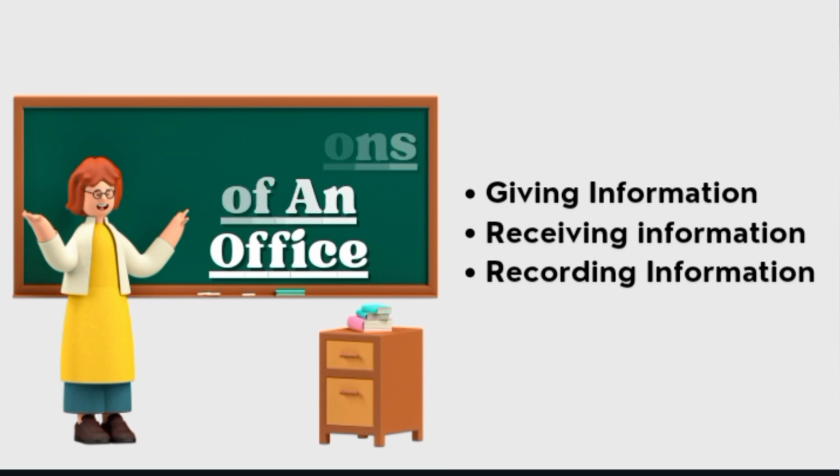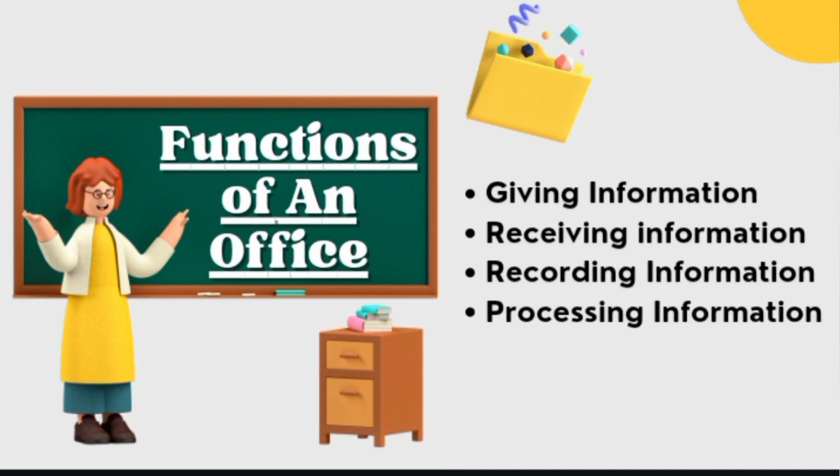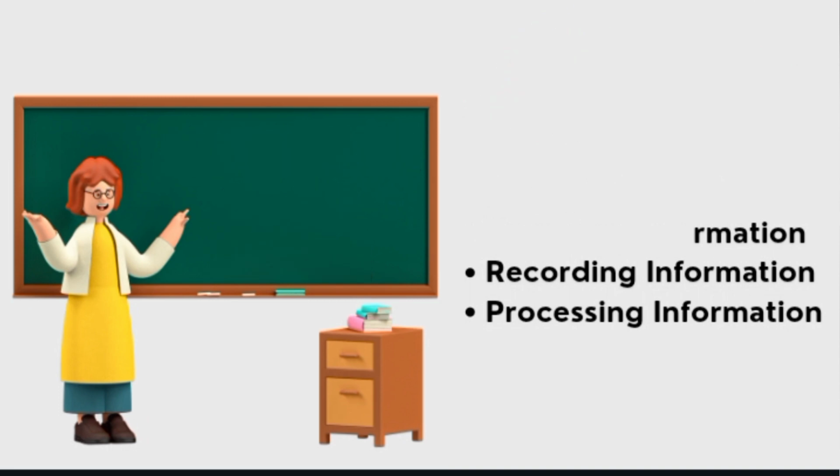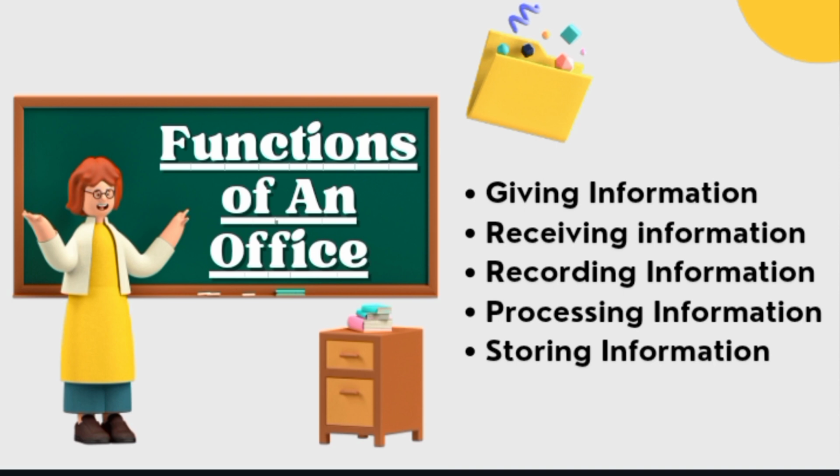Number four, we have processing information. When information is received in the office, it is placed in the appropriate file and sent to the officer concerned for necessary action. And then lastly, we have storing information. Vital information or documents of the organization are arranged in files and stored in the office for future use. So these are the functions of an office.